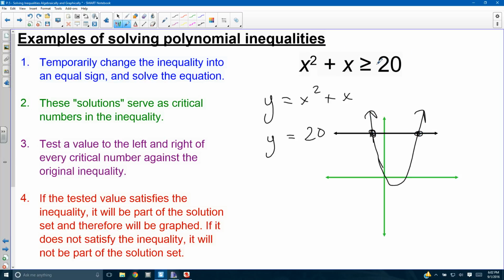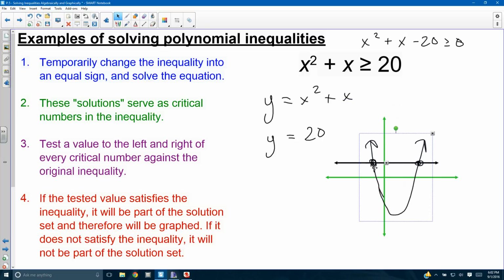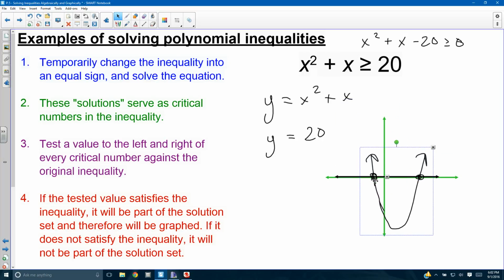All right, but what I'm going to do is subtract 20 from both sides. And I'll get x squared plus x minus 20 is greater than or equal to 0. What's going to happen essentially is you're now comparing this equation with y equals 0. What do these two graphs look like? Same thing, but shifted down 20 units. Critical points will still be the same.